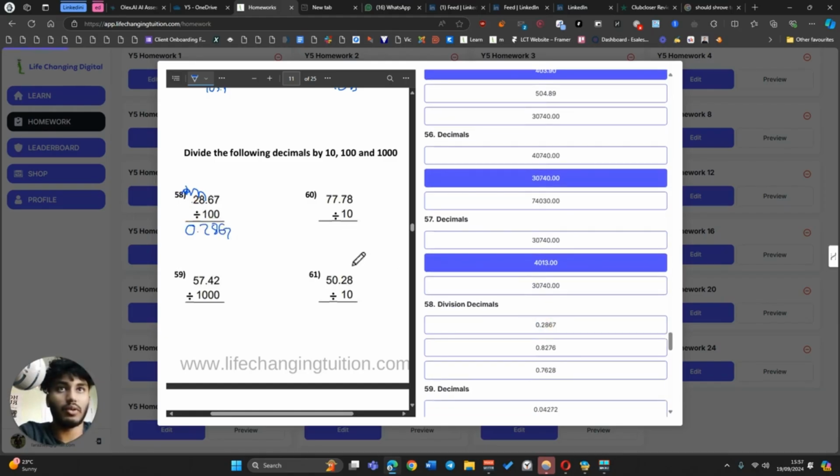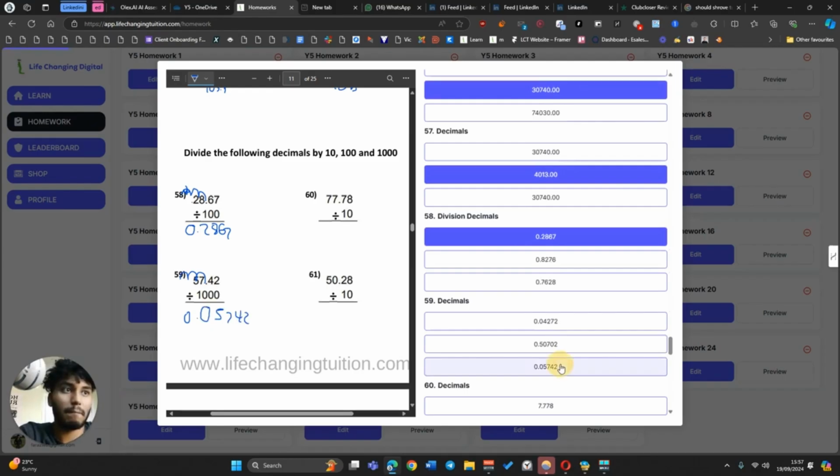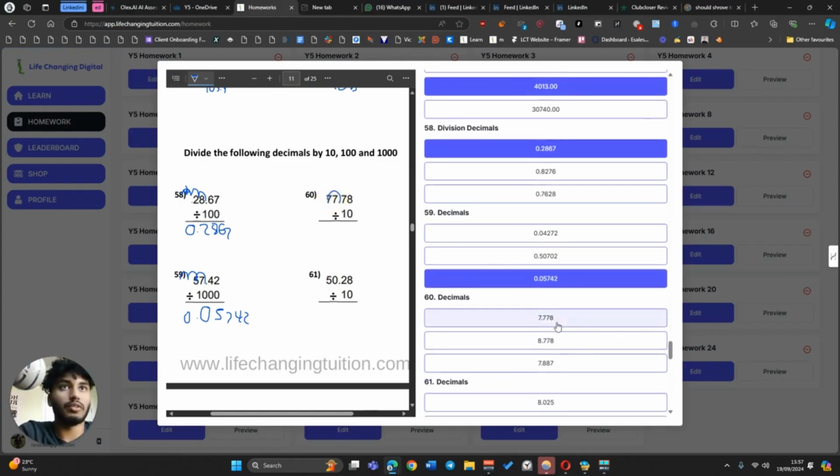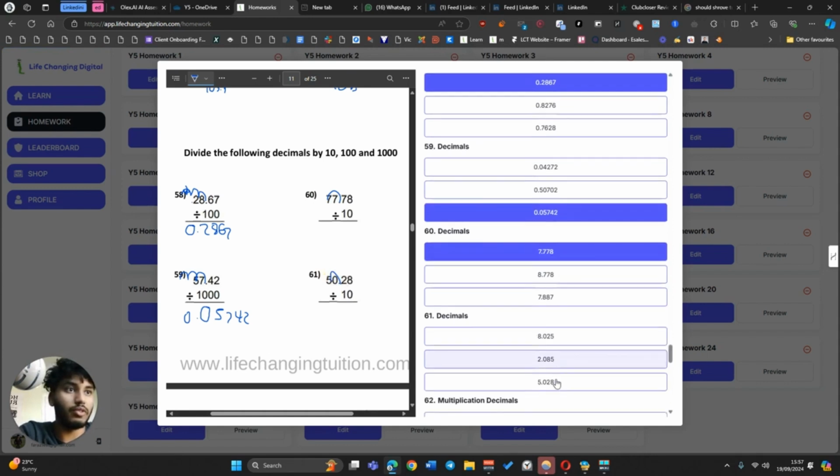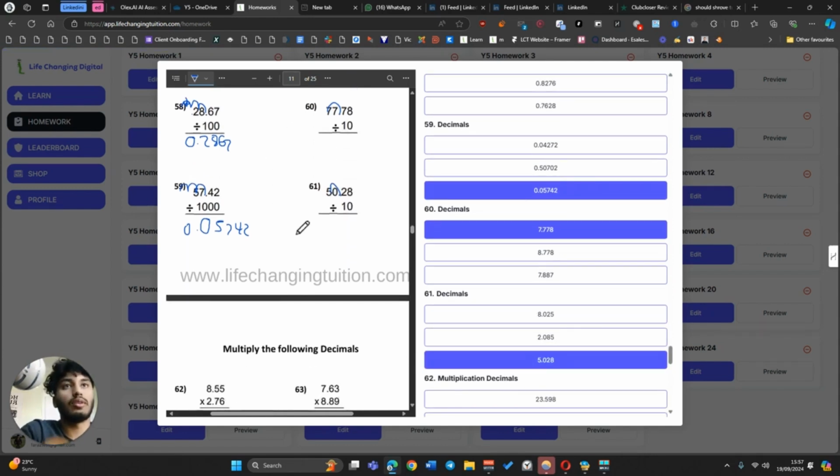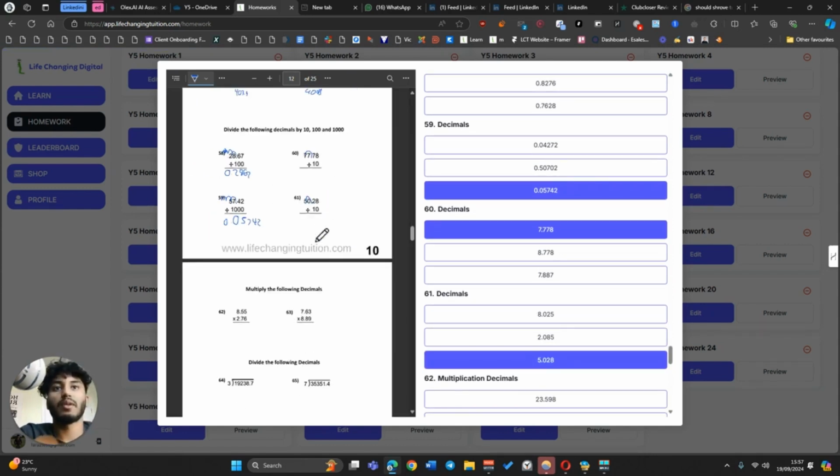There we go. This one is 3 times. So it should be 0.05742. This one right here. And this one's only 1, so it should be 7.778. This one's only 1, so it should be 5.028. There we go. Hopefully that all makes sense.